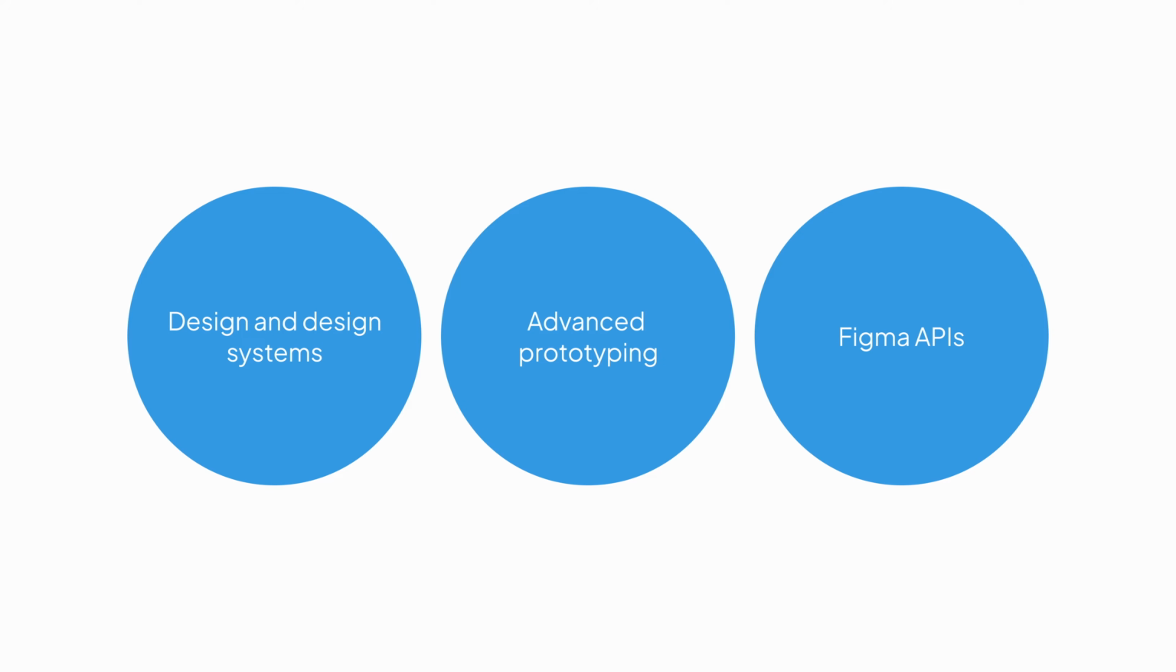Now, Figma variables can be used for 3 things: design and design systems, advanced prototyping, and the Figma APIs. The APIs are used for plugins and widgets. The advanced prototyping is used for creating advanced prototypes, and design systems, well, that's what we're going to explore in this video. So let's get started by learning how to create and edit variables in Figma.